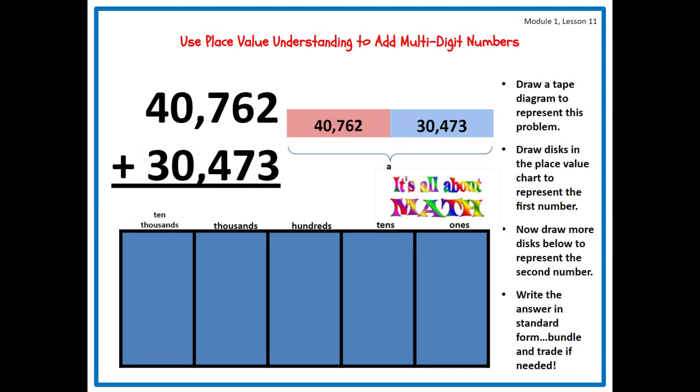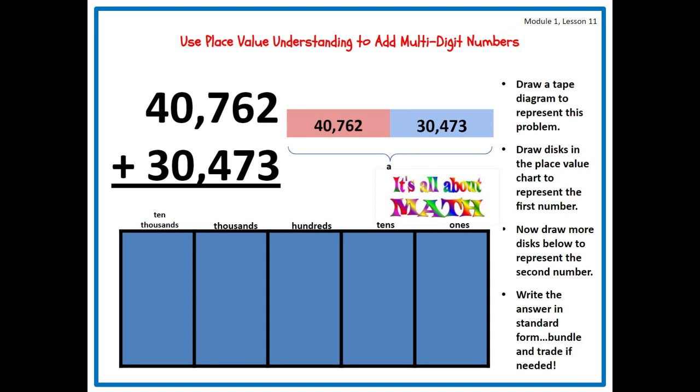So again, we're going to show our places in our chart, and we're going to represent these 2 numbers. All right, I know that you guys know how to draw place value discs, so I'm going to ask you to pause right here and draw those place value discs in your own chart and see if you can begin to add them together, and press play when you're ready to continue that process with me.